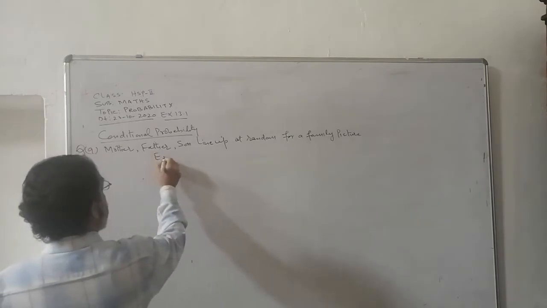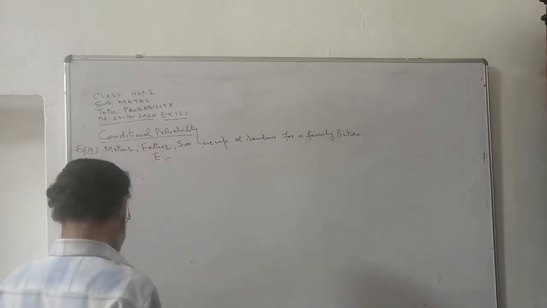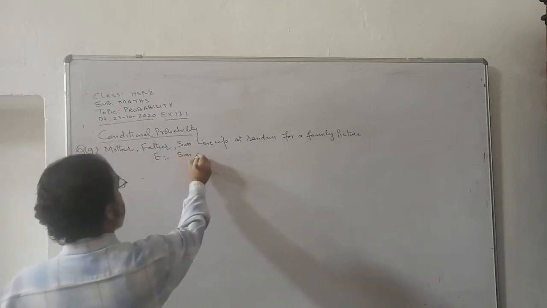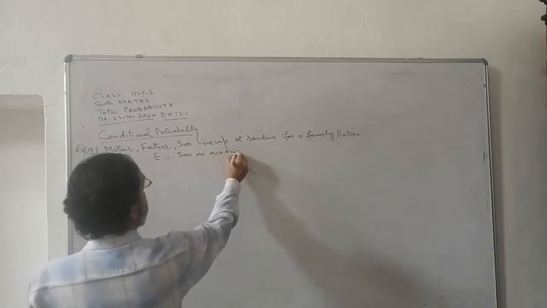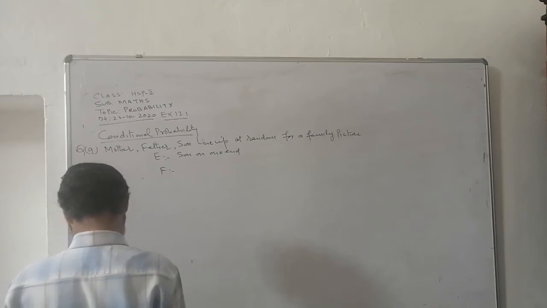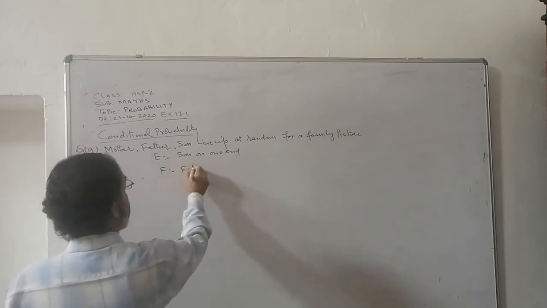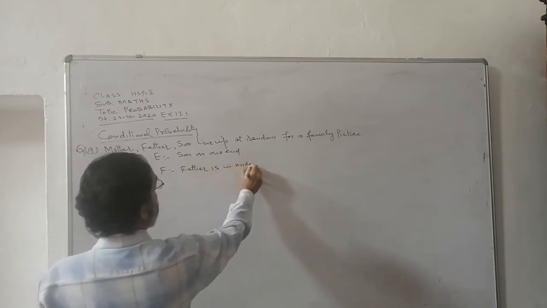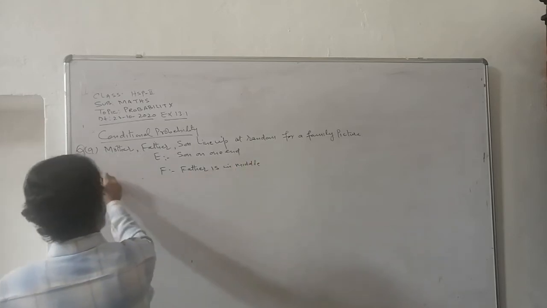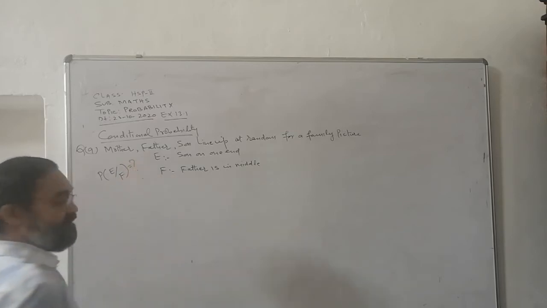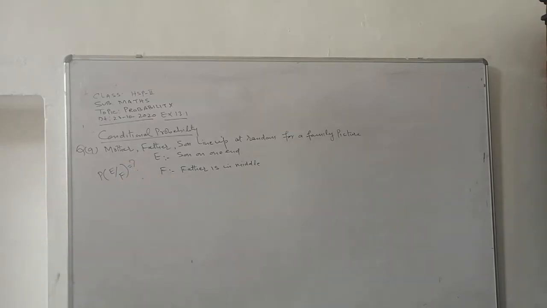Now, two events are given. Event E is the event that the son is on one end. F is another event where the father is in the middle. So we have to find the conditional probability of E upon F. So this is question number 9.